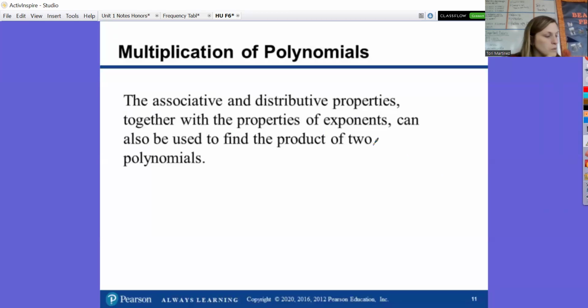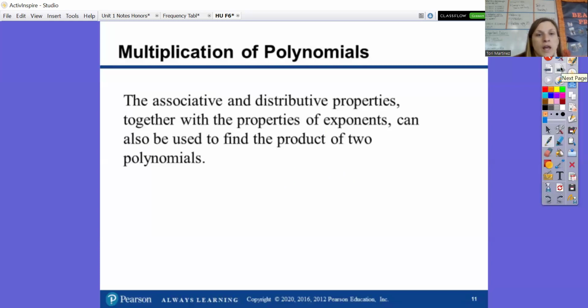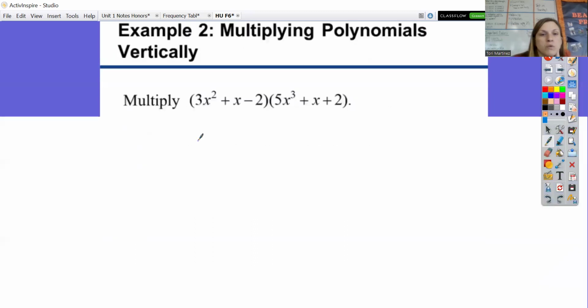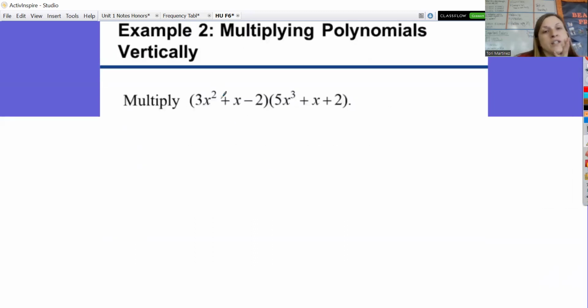When we multiply polynomials, that's where we're going to apply our properties of exponents that we talked about this past week on Tuesday. That way we can actually simplify and solve. A lot of times we'll distribute. This is multiplying polynomials vertically. I just go through and I distribute.